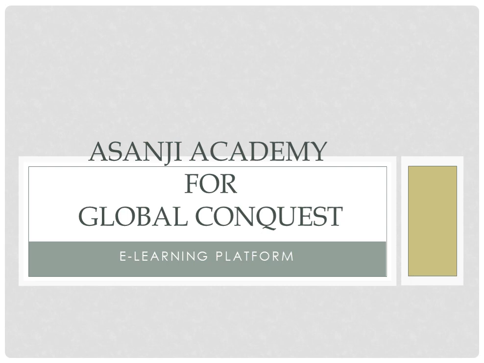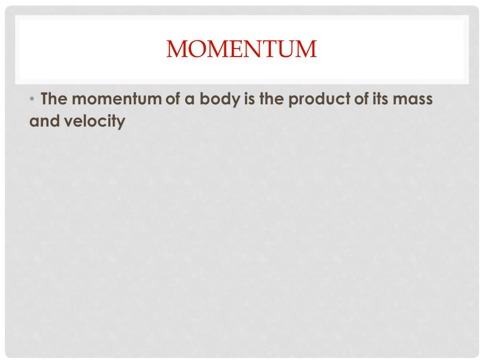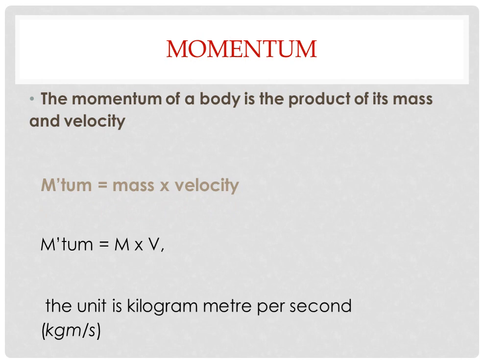We will be looking at momentum shortly. It's just a brief lesson. The momentum of the body is the product of its mass and velocity. Momentum is mass times velocity, and the unit of momentum is kilogram meter per second because it is the product of the unit of mass and velocity.